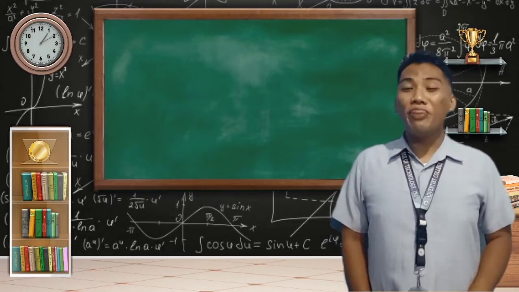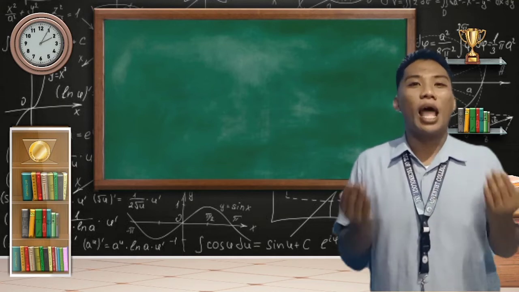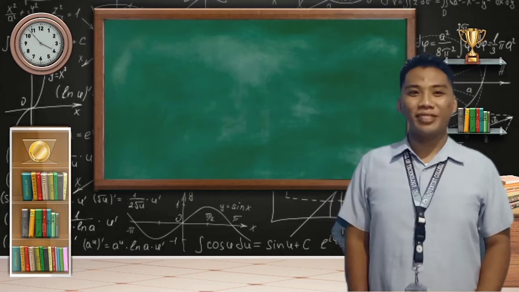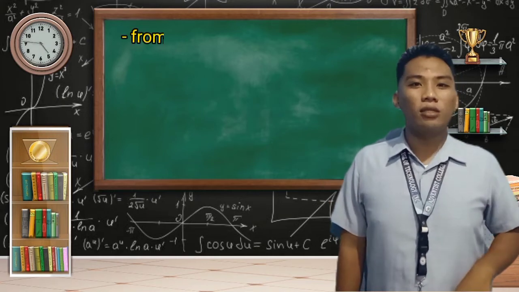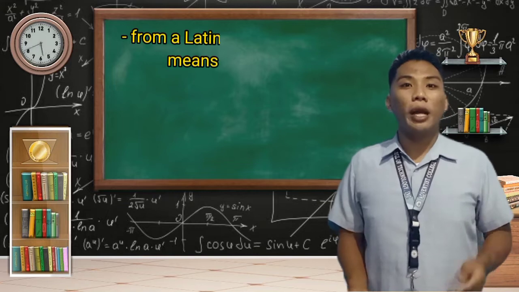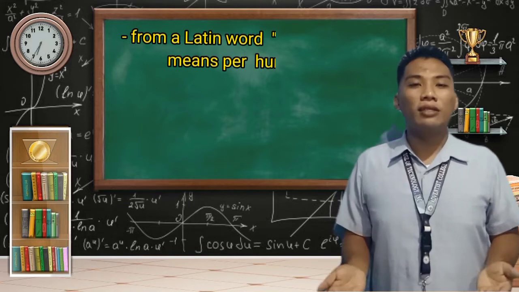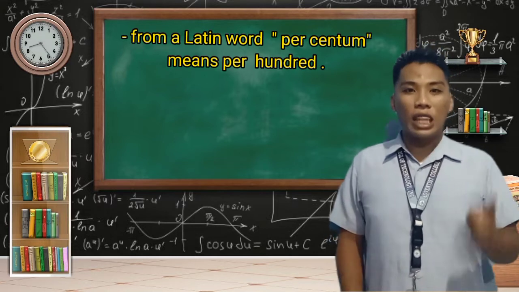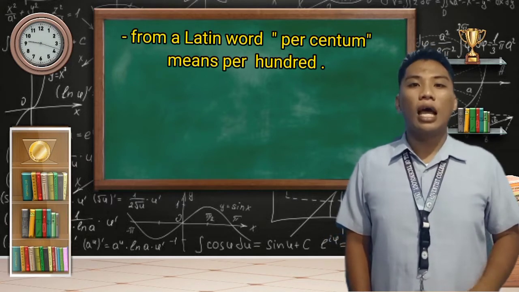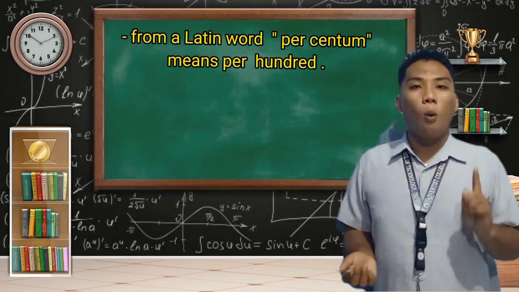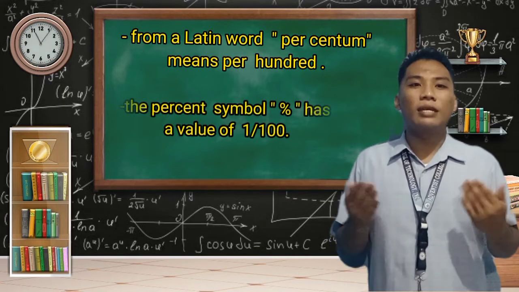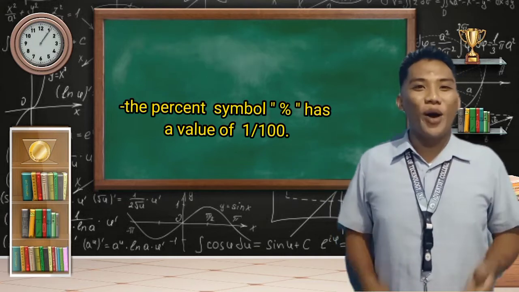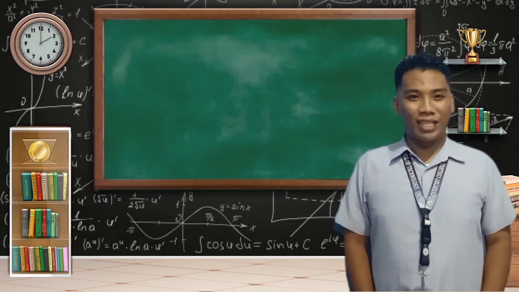Before we go more in depth to that question, let us know first, what is percent? The word percent comes from the Latin word percentum, which means per 100 or for every 100. It is one of the common ratios, whose second term is 100. The symbol of percent has a value of 1 over 100.